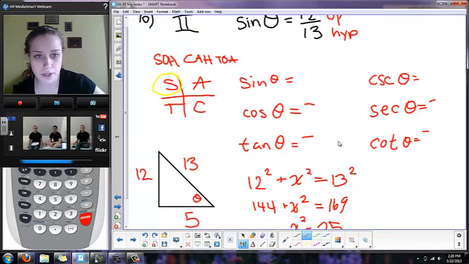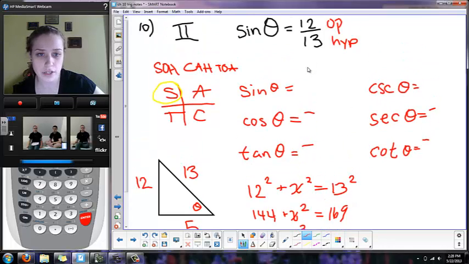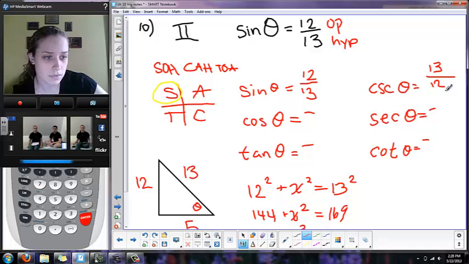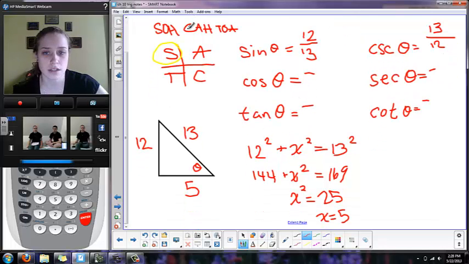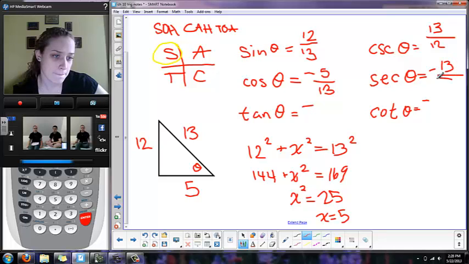So let's go up here and fill in all the values that we need. We already know what sine is. Sine is 12 over 13, which means that cosecant is 13 over 12. Cosine is adjacent over hypotenuse, so 5 over 13. Secant is 13 over 5. And then tangent is opposite over adjacent, 12 over 5, and cotangent is 5 over 12.